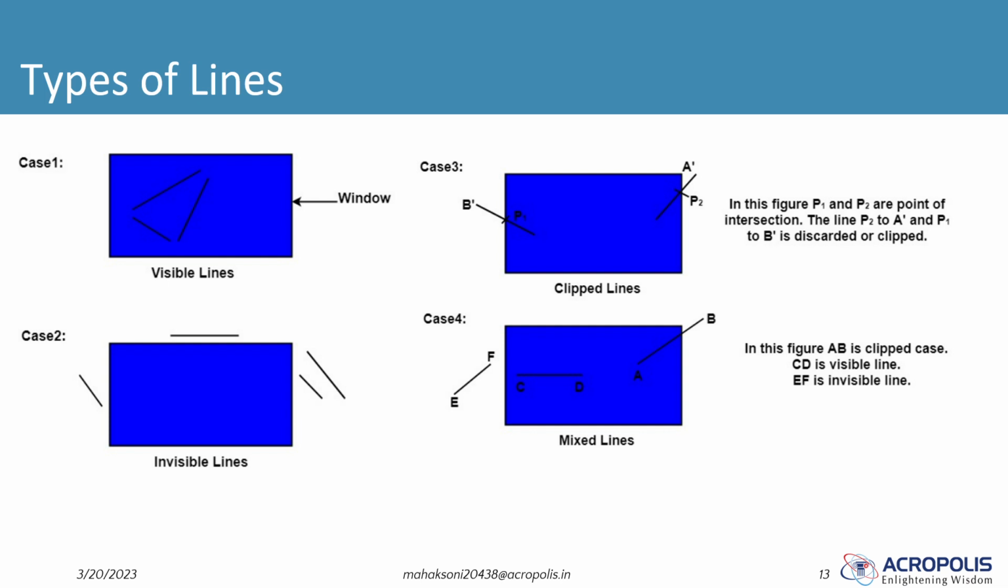So we need to first remove the invisible part. We need to accept the visible part, and we need to find the intersection of the line which cuts the window boundary. So this represents the mixed lines. Figure 4 represents mixed lines.